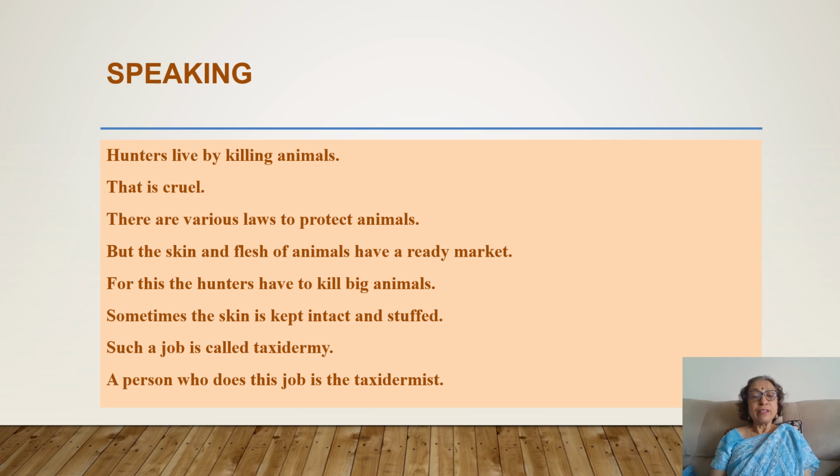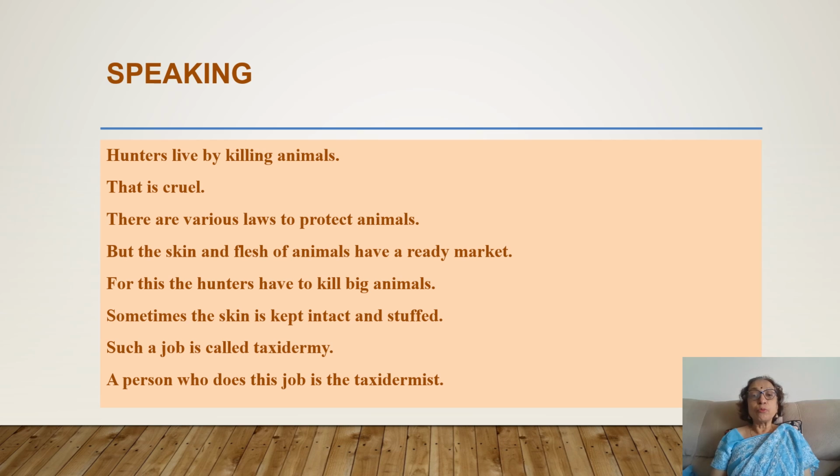So here we have the correct arrangement. Hunters live by killing animals. Now look at how you will know this, because all the nouns are used. Hunters live by killing animals.